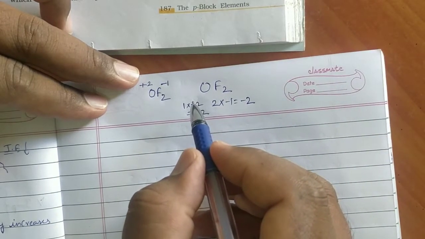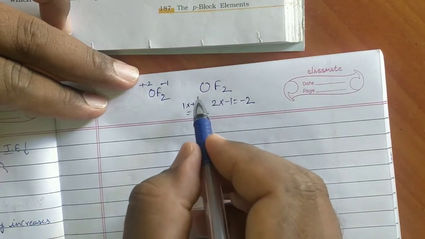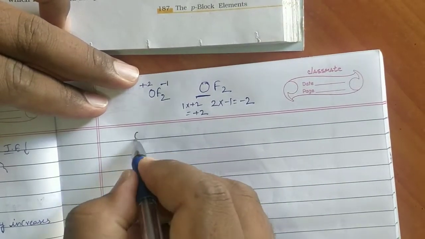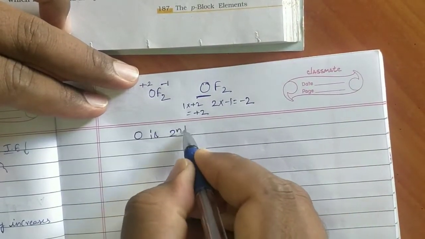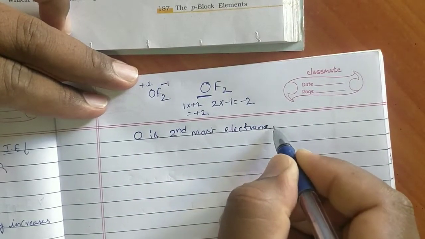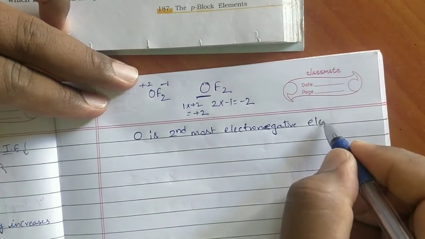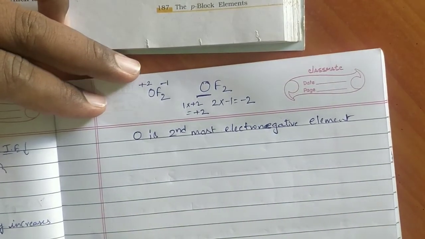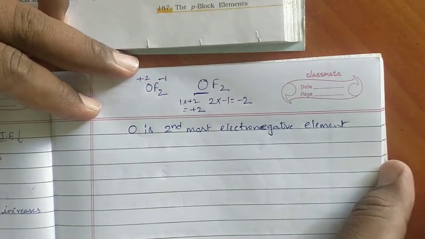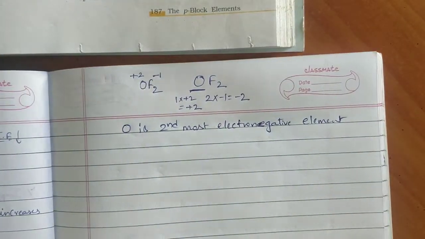Oxygen will show a positive oxidation state with fluorine only, because fluorine is the most electronegative element and oxygen is the second most electronegative element. That's why only with fluorine will it show a positive oxidation state. With any other element it will show a negative oxidation state only. That is the meaning. Okay?